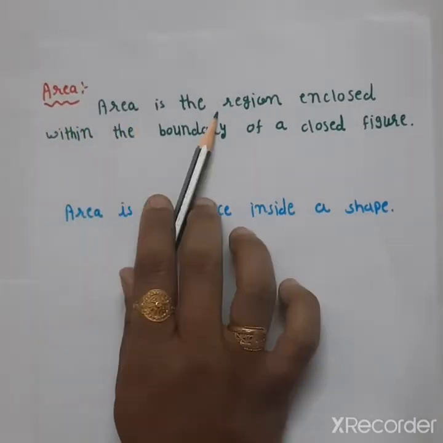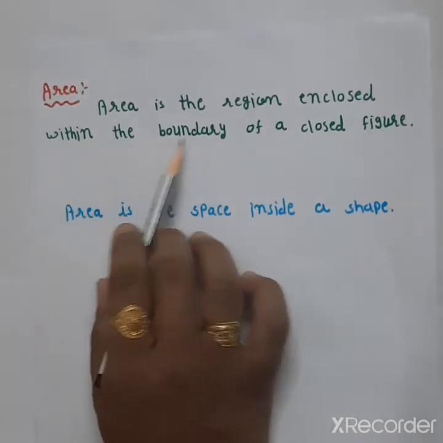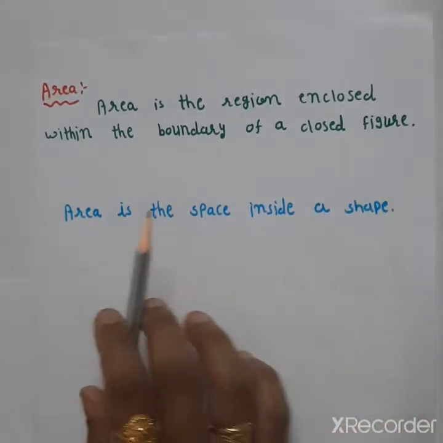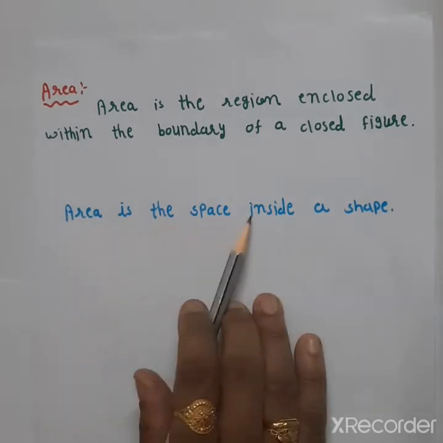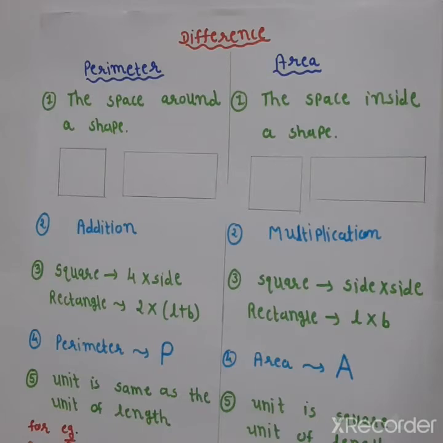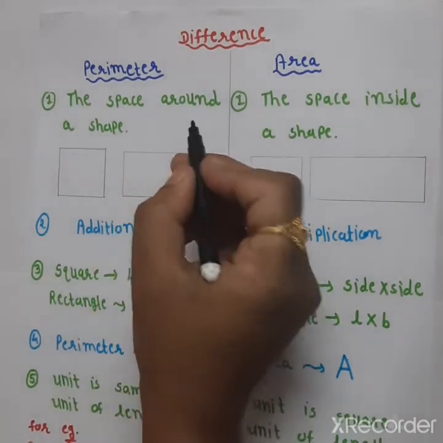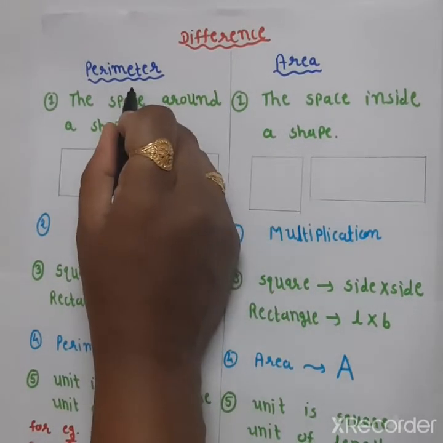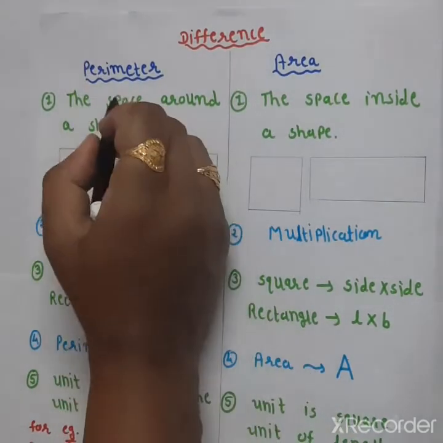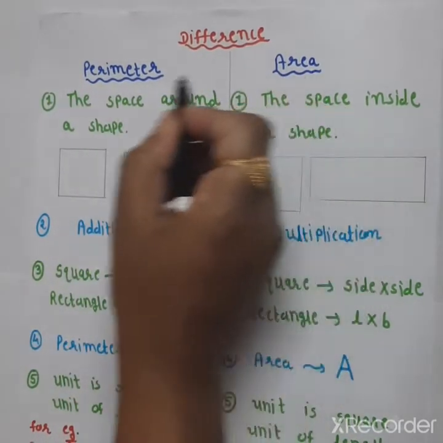Area. Area is the region enclosed within the boundary of a closed figure. What does it mean? It means area is the space inside a shape. My dear children, don't get confused between perimeter and area. Here are some differences between perimeter and area.